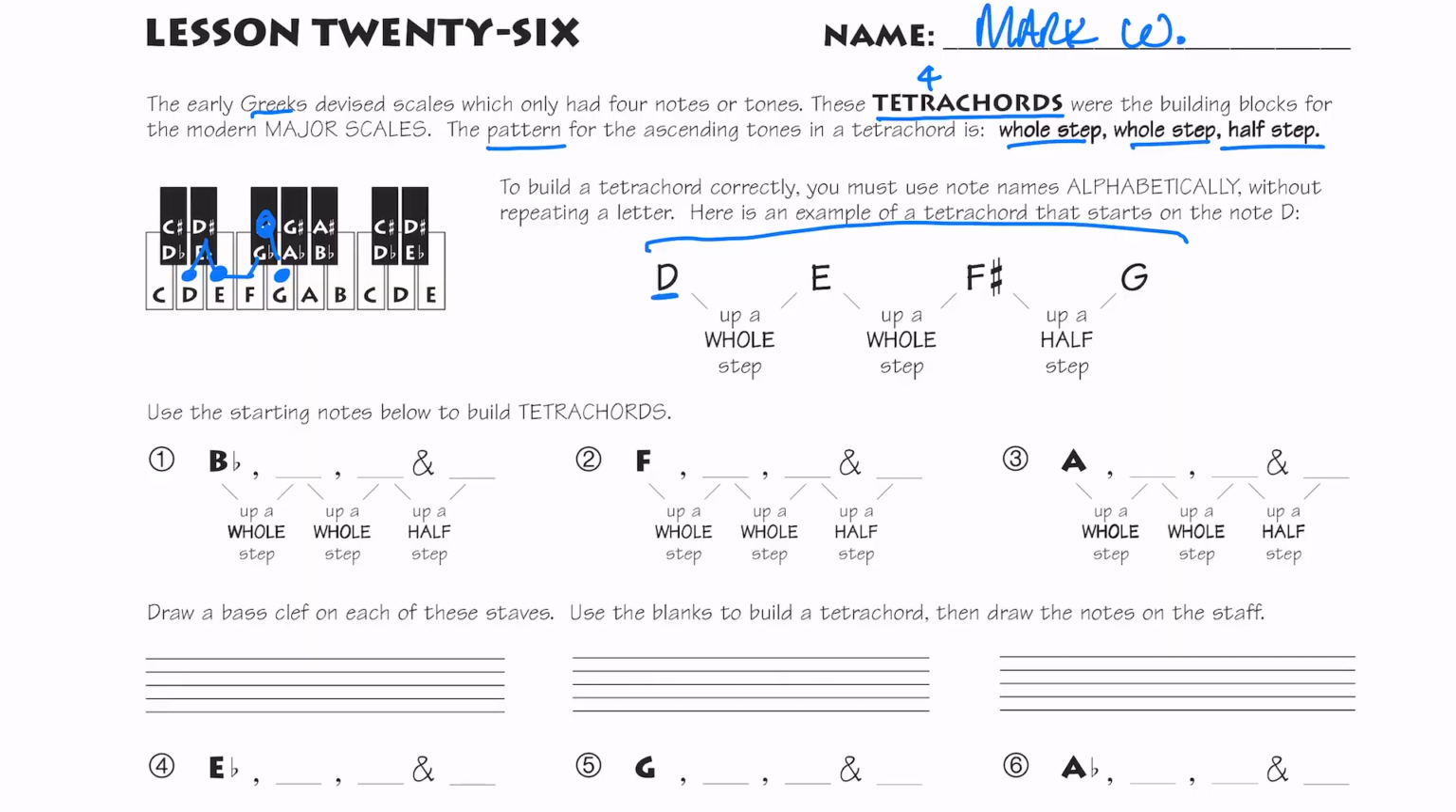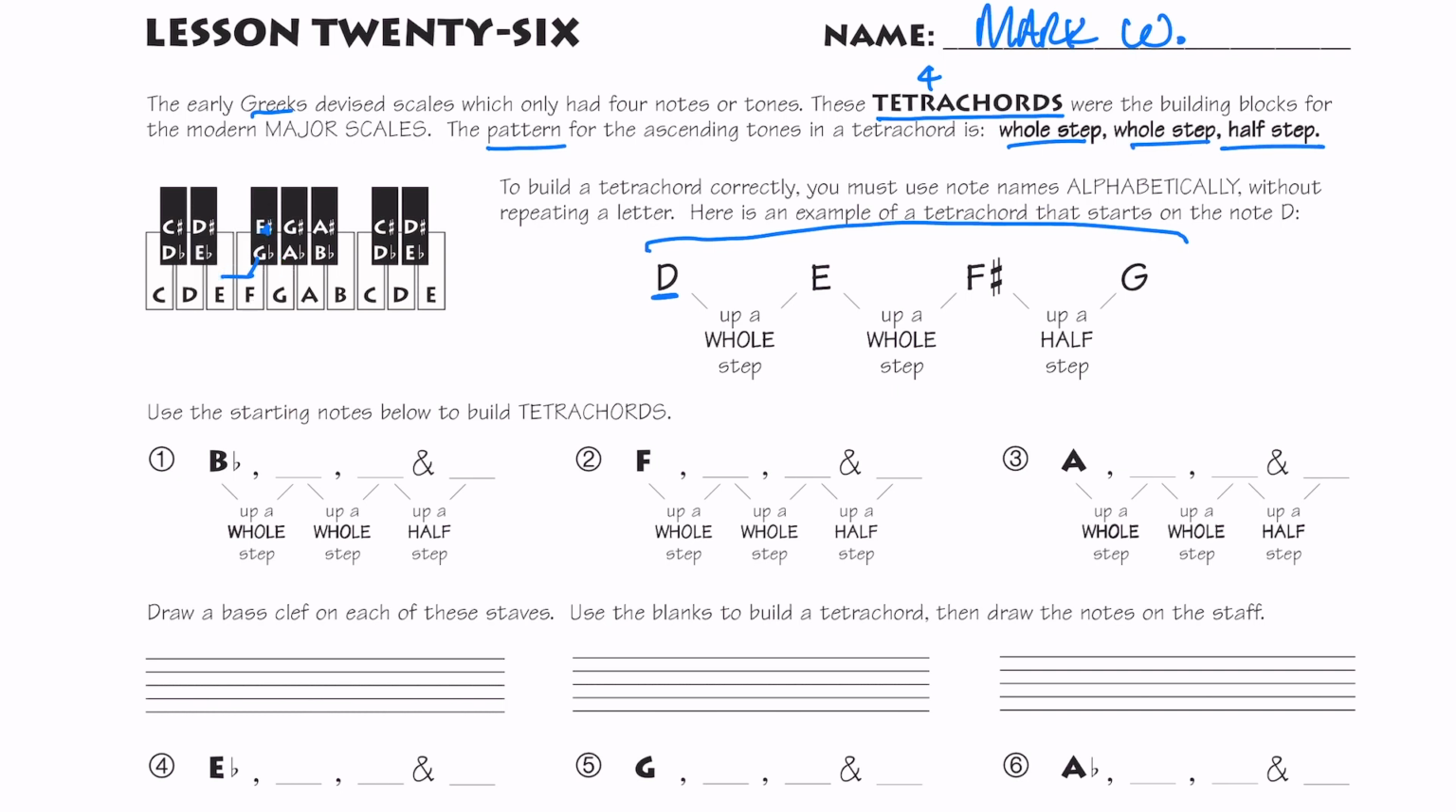Now, the one rule that you have to know when you're spelling tetrachords or major scales is use each letter name in succession once. So if I start on A, I know it has to be A, B, C, D. Okay, I can't say A, B, D flat, D. I have to say A, B, C sharp, D. Okay, so I always have to use the letter names in order.